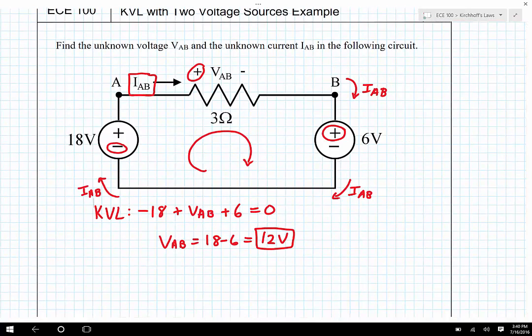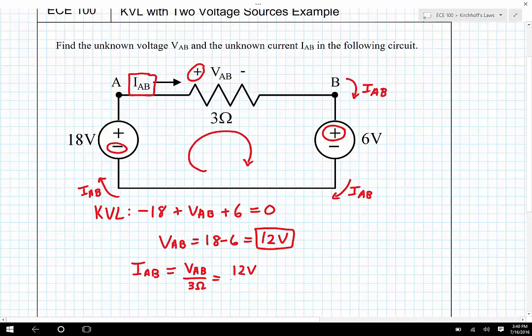But in this case, we can just say that I sub AB, by Ohm's law, we know the voltage across V sub AB, and we know the resistance. So this is going to be V sub AB divided by 3 ohms, which is 12 volts divided by 3 ohms, which is 4 amps. And because the 4 amps and the 12 volts are both positive, this tells us that our original guess as to the direction of the current and the polarity of the voltage were both correct. So we can see that current is in fact flowing clockwise around this circuit.